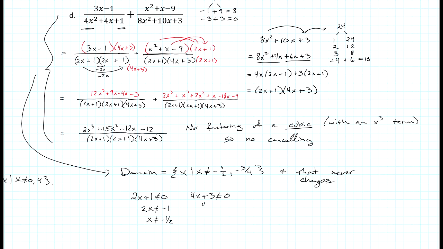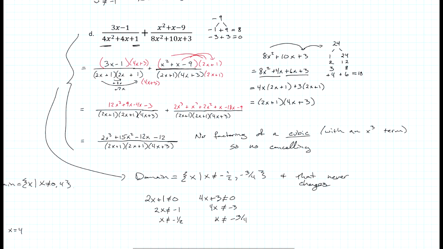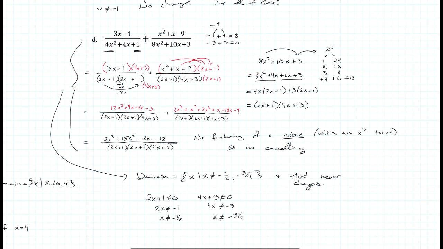And then 4x cannot equal -3, so x cannot equal -3/4. Cool. That's it. There's no actual domain changes to note for that one.